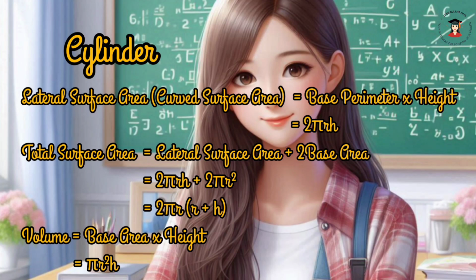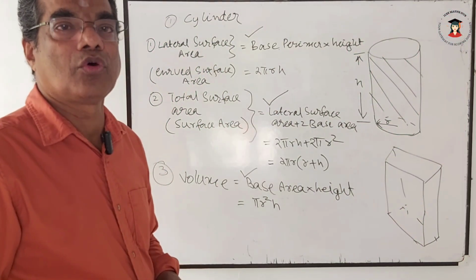So the three equations are 2 pi r h, 2 pi r h plus 2 pi r square, and pi r square h. It is very simple to remember if you connect it with the general formulas. Now we will move on to cone.